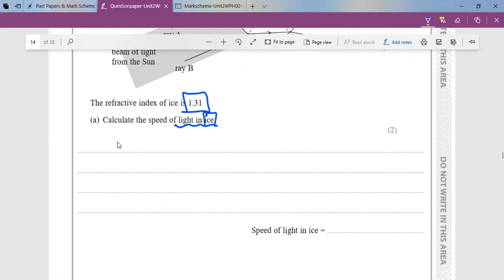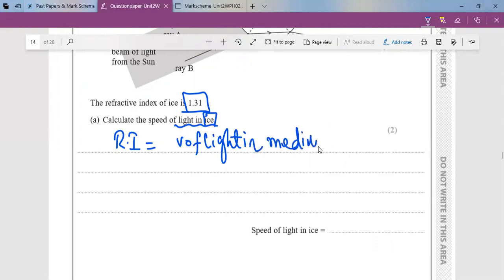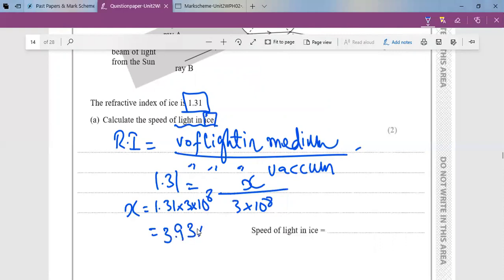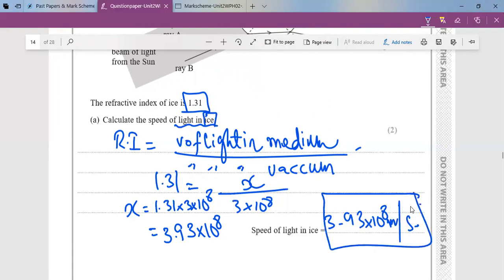What's the formula? Refractive index equals speed of light in medium divided by speed of light in vacuum. You know the speed of light in vacuum, right? It's 3 raised to the power of 8 meters per second. This needs to be calculated. A refractive index is given to you to get the value for x. Can you calculate this please? 3.93 raised to the power of 8 meters per second. Clear?